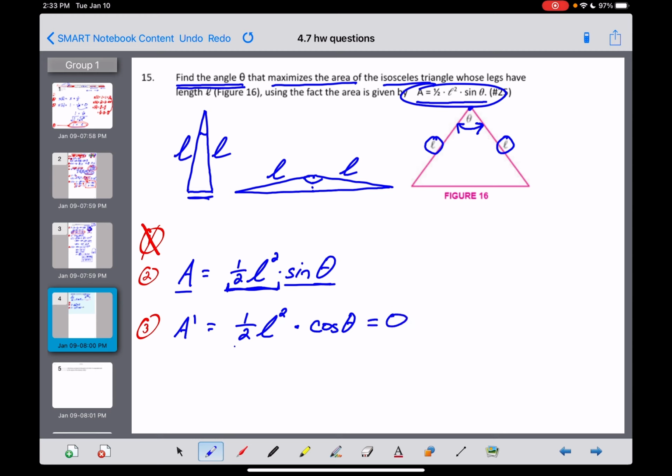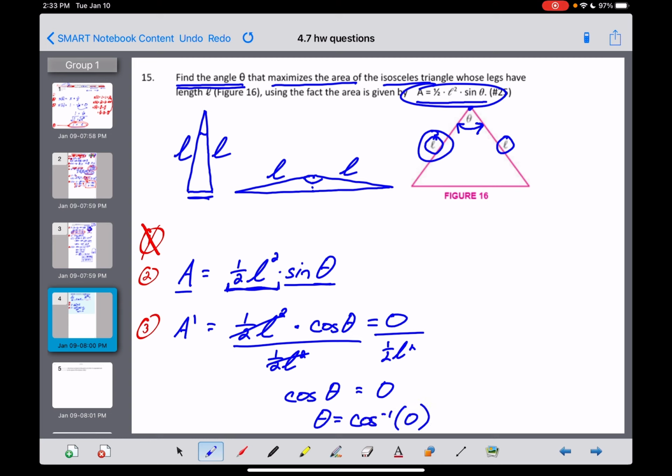The first thing I would probably do here is divide both sides by 1/2 L squared, which I know I can do because L can't be 0. So 1/2 L squared cancels with that. And now this isn't that bad. I get cosine of theta is equal to 0 divided by anything non-zero, which is 0. And now theta becomes the inverse cosine, or the arc cosine, of 0.